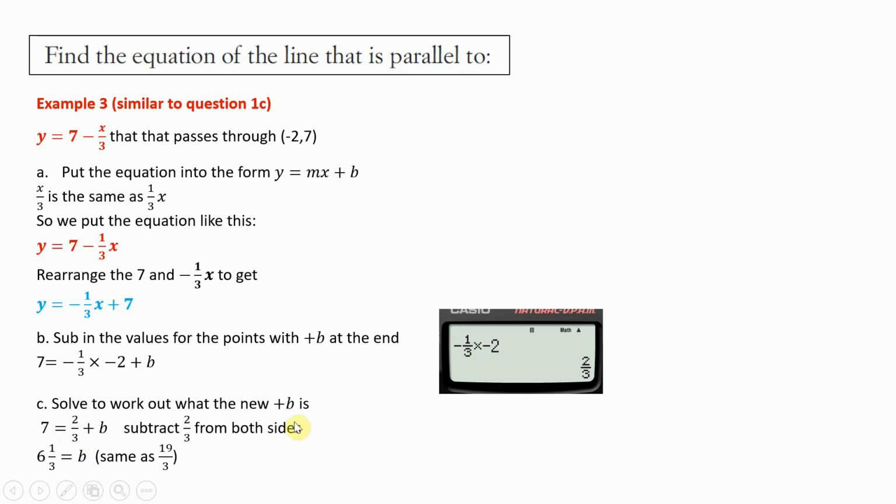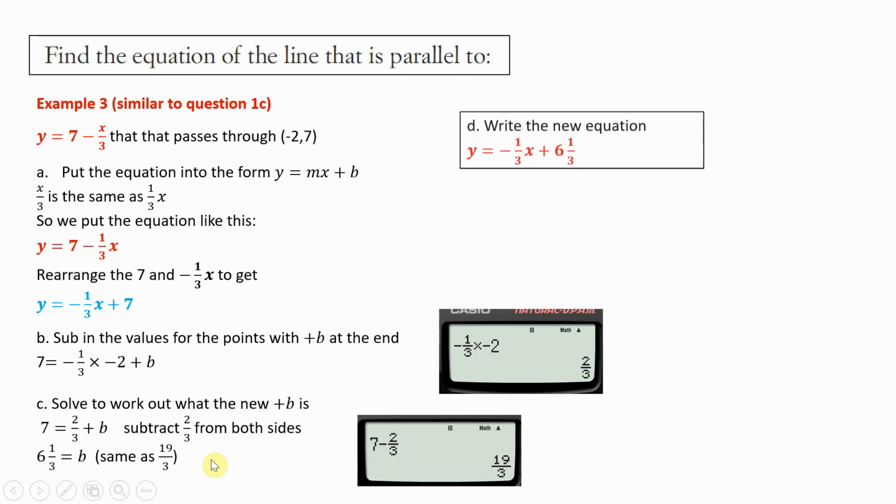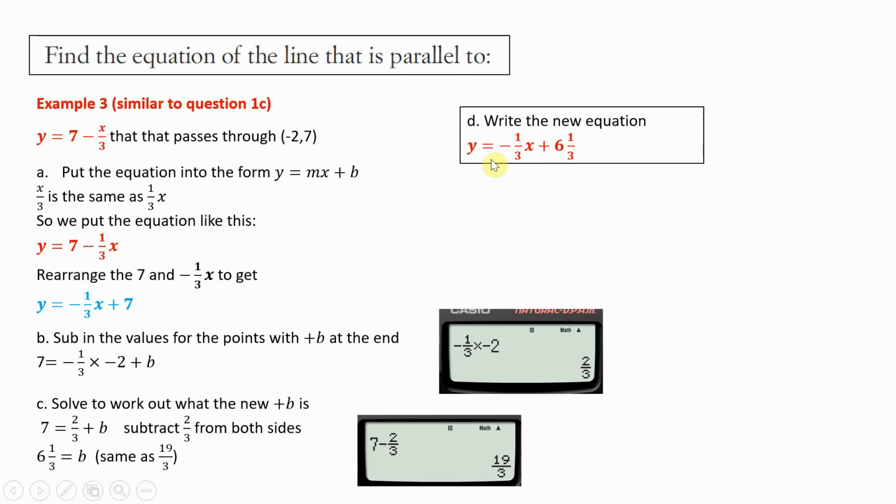Now if we subtract 2/3 from both sides, we get 6 1/3 equals b. And on the calculator it looks like this. Minus the 2/3 from 7 is 19 over 3. That's the same as 6 1/3. Doesn't matter, it's the same. So the new equation is y equals minus 1/3 x, same as here, but instead of plus 7, it's plus 6 1/3. So that's the answer.